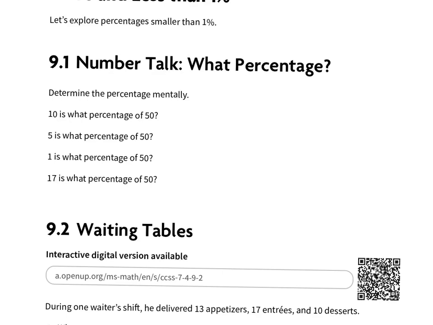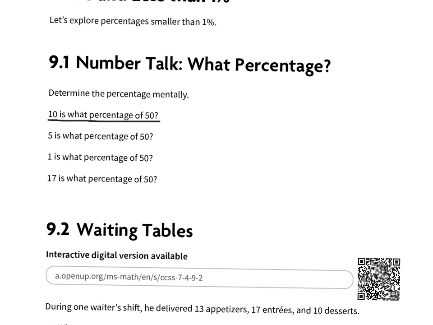All right, because we're going to look at lesson 9. Our opening number talk here is what percentage. See if you can calculate these percentages mentally, meaning without a calculator. I'm going to show you how to do this in a second, but let's see if we can figure this out. Question is, 10 is what percent of 50?